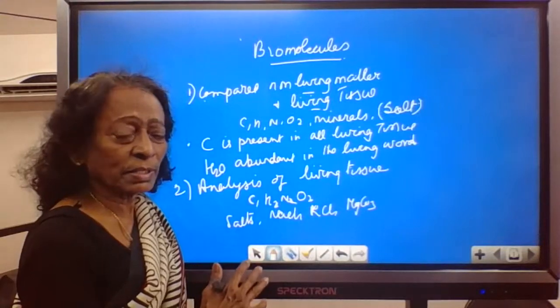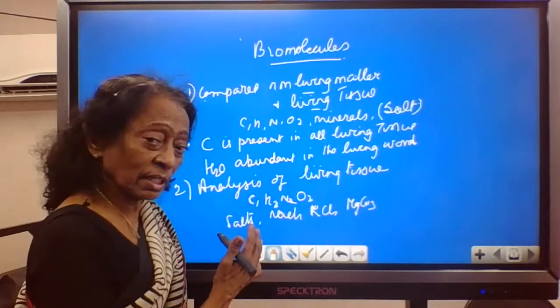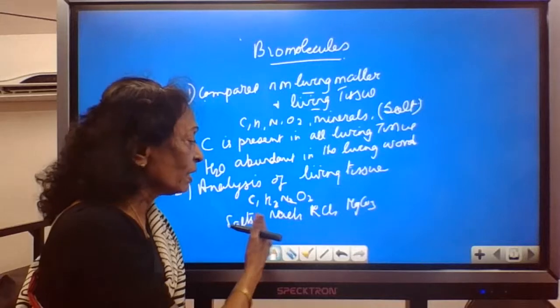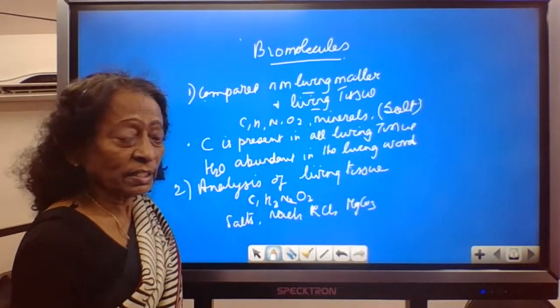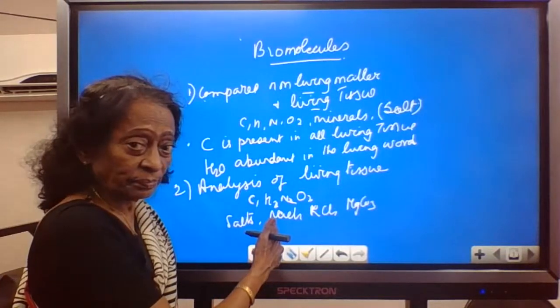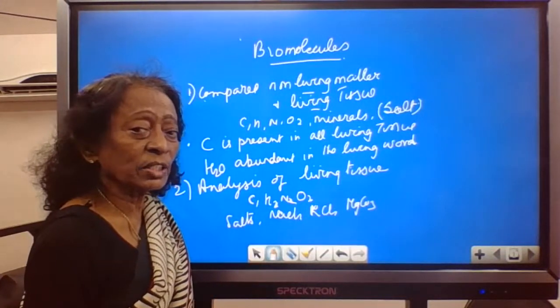There are certain substances in a larger quantity, the major elements. Apart from this, there are minor salts. Then they wanted to find out what is the difference in this. Some of these substances get involved in the biochemical reactions in the living world.